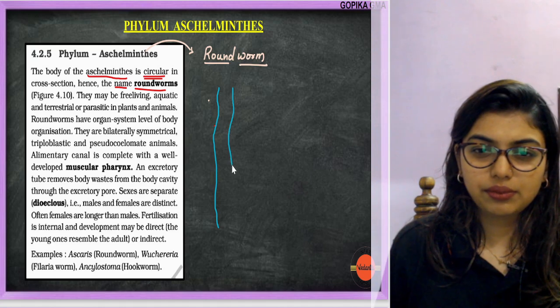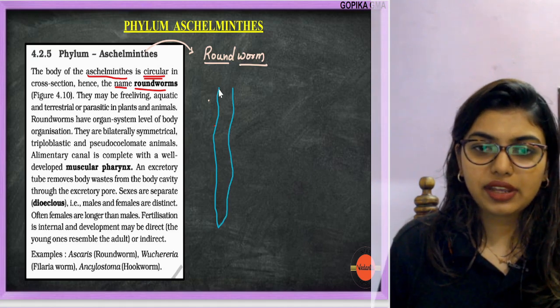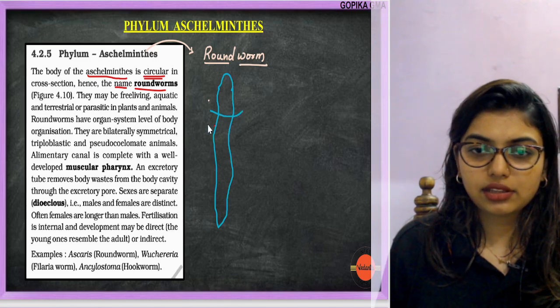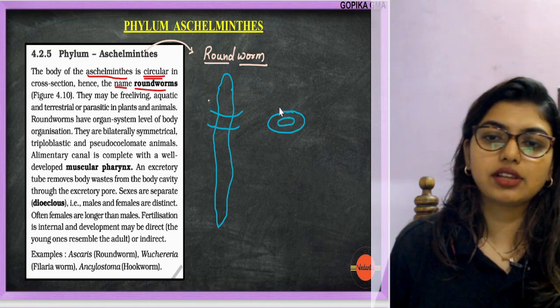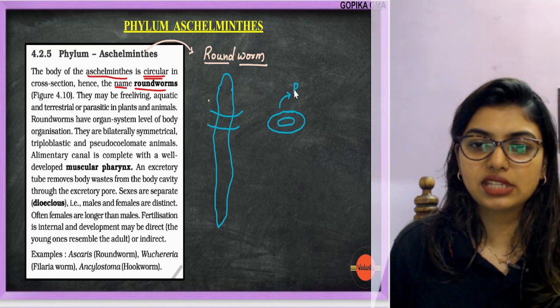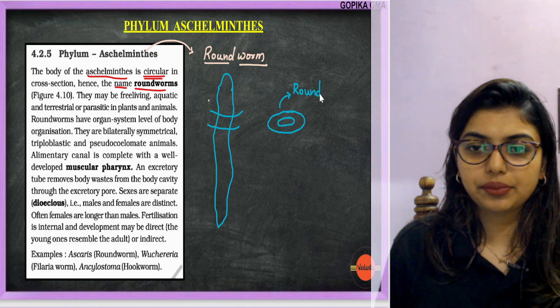Okay, this is the worm. Now, let's say this is the head of the worm. If I cut the worm, what am I going to get? I'm going to get a proper circular layer. Because of this, we call it roundworm.